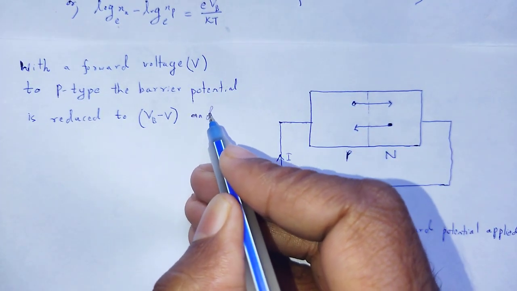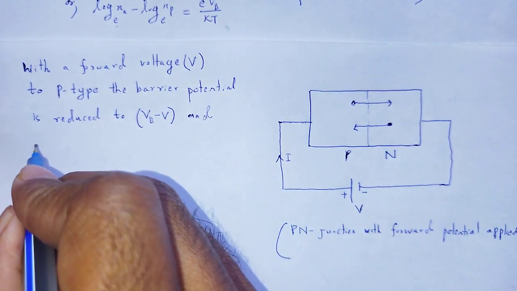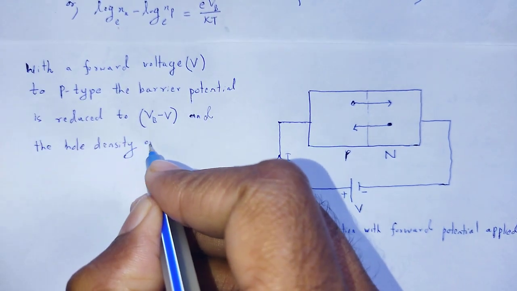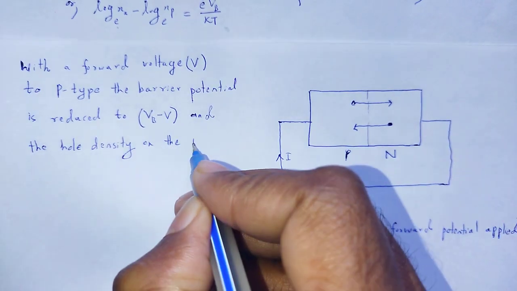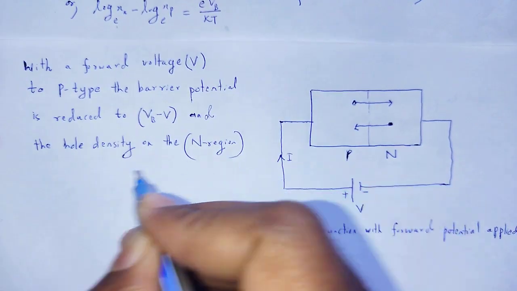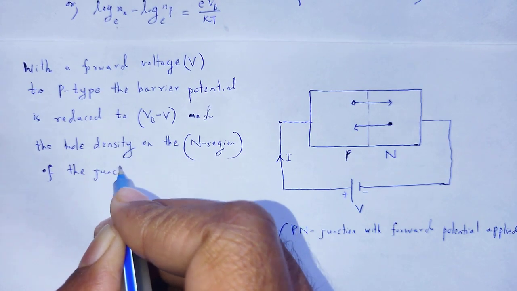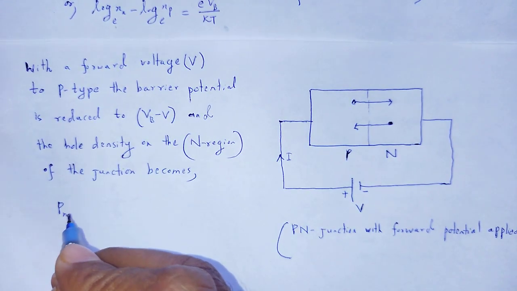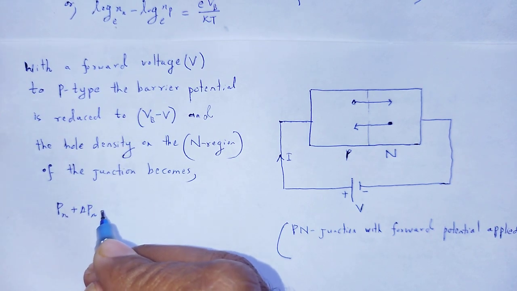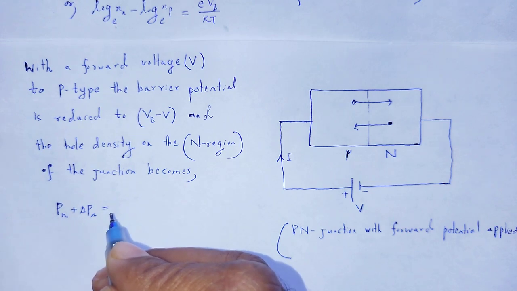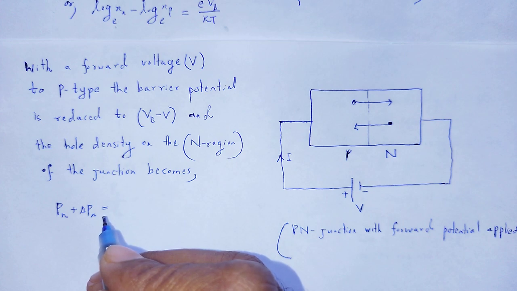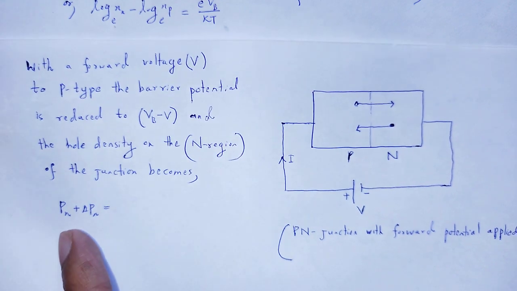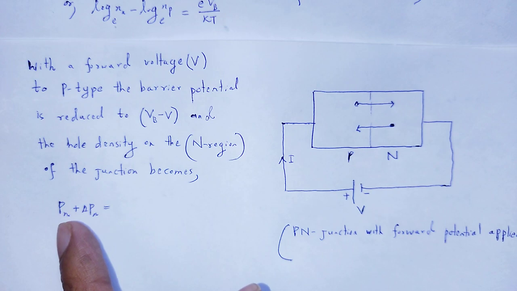Therefore, the hole density on the n region of the junction becomes pn plus del pn, which is equal to... okay. First we have to calculate what pn is.